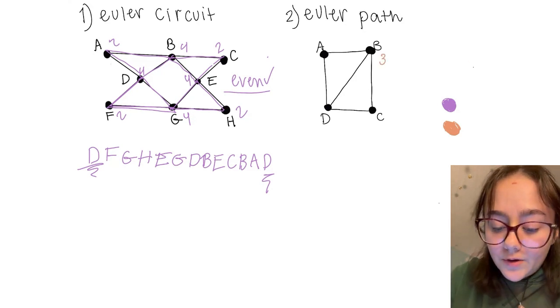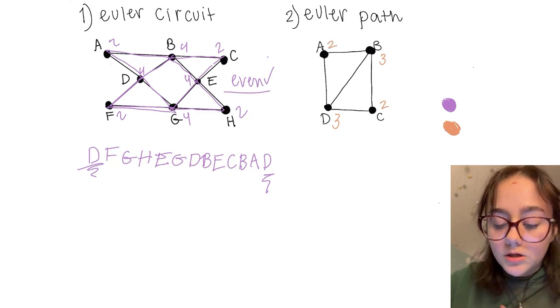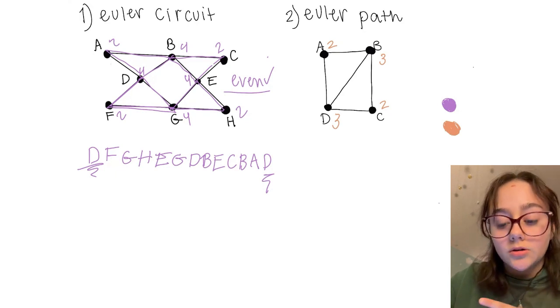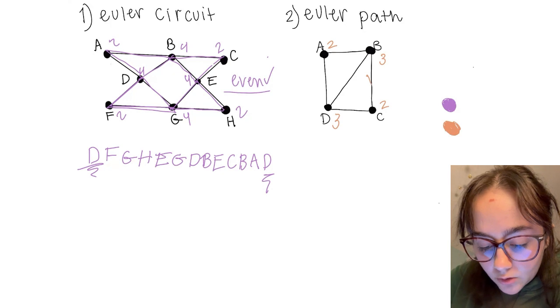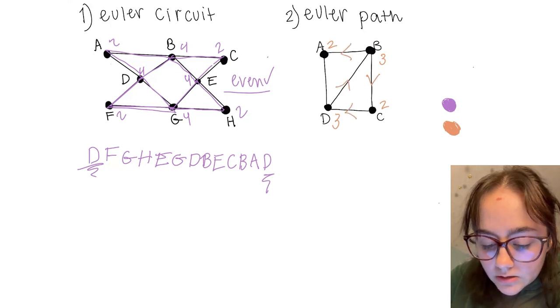With this one, we have B, which is 3, D, which is 3, then C, 2, A, 2. So we can say this is an Euler path because there are 2 odd degrees and the rest are even. So you want to start with your odd degrees. I'm going to start with B, go from B to C to D to B, A, and D.